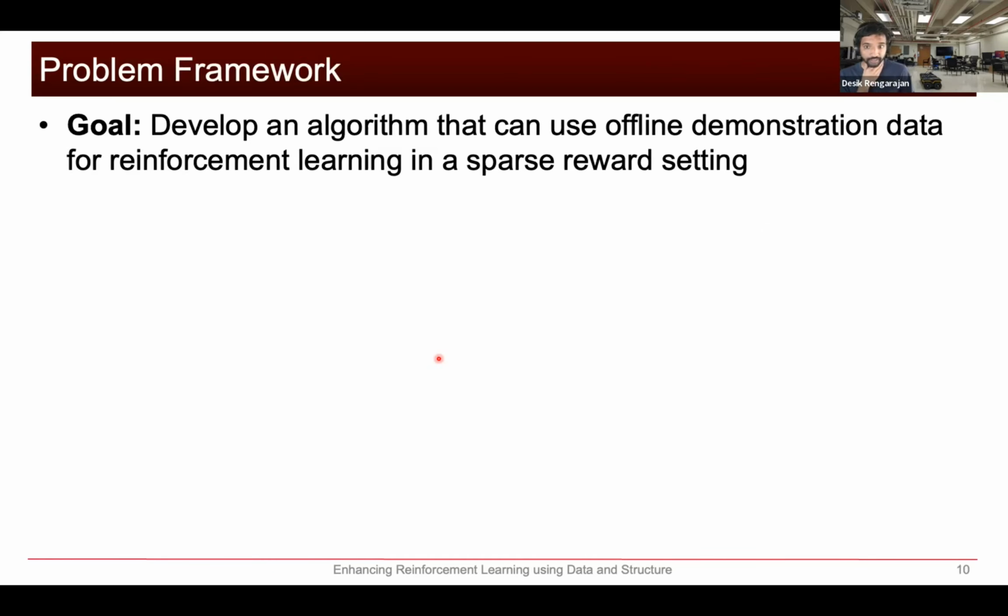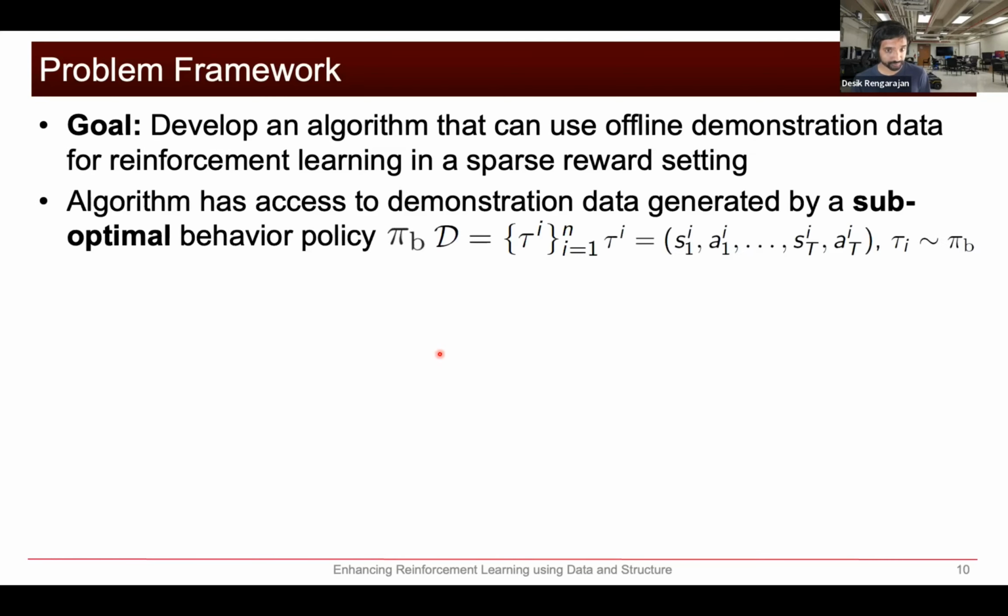So what is the problem framework that we put here? We want to develop an algorithm that uses offline demonstration data for reinforcement learning in a sparse reward environment. We assume that the algorithm has access to demonstration data collected using some behavior policy, where a behavior policy is basically a rule which maps some states to an action. We assume that we either have access to the behavior policy or we have access to the data collected by the behavior policy. So D here denotes some n trajectories collected by a behavior policy, where a trajectory is essentially just state, action, state, action, obtained by executing the policy in the environment.